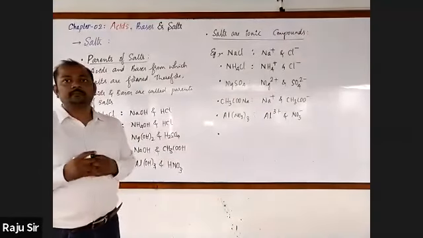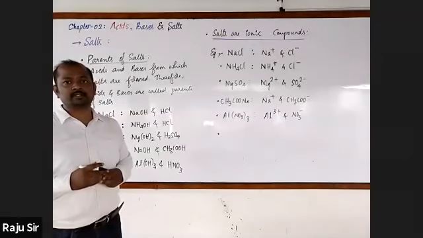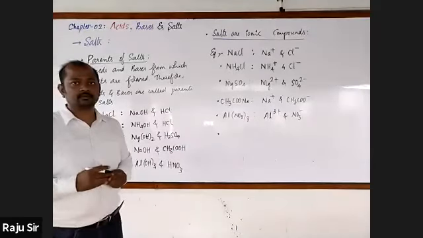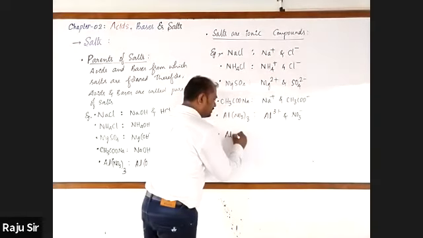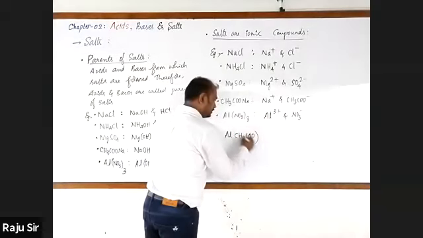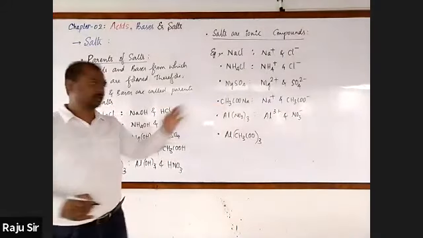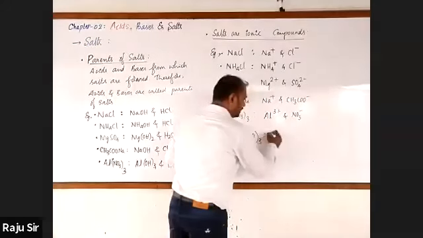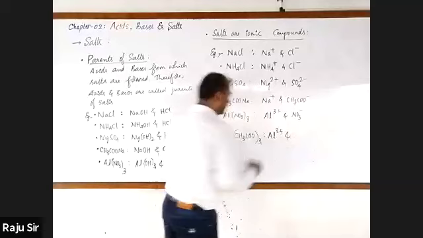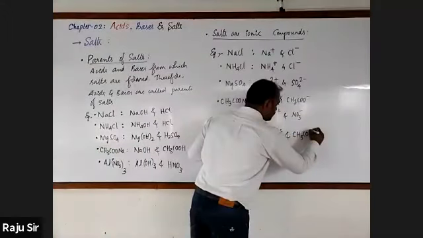Could you tell the chemical formula of the salt called aluminium acetate? Al(CH3COO)3. Very good. And the ions present in it are Al3+ and CH3COO-.